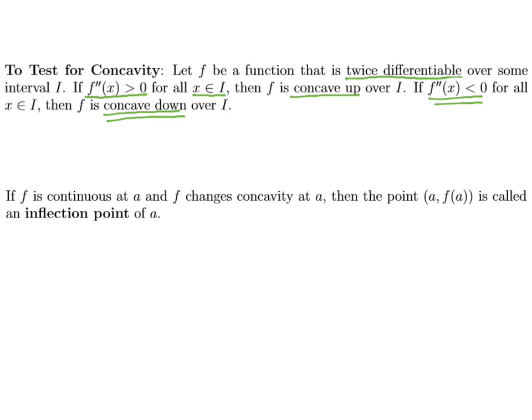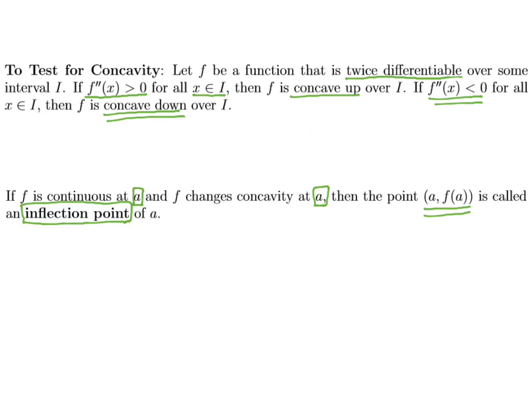And the last definition that we want to look at is something called an inflection point. So this is just saying when a function changes concavity from positive to negative, or negative to positive, that point a, f of a, so I should define everything here. So if f is continuous at some point a, and the concavity changes at that point, then the point a comma f of a is called an inflection point. So an inflection point is just the moment when the concavity changes from positive to negative or negative to positive.